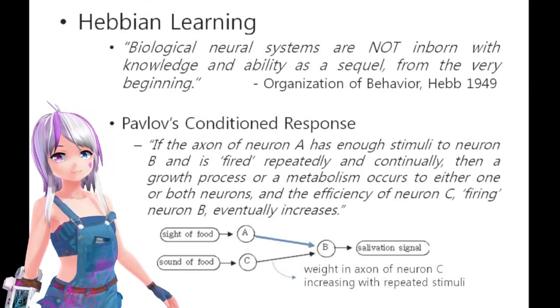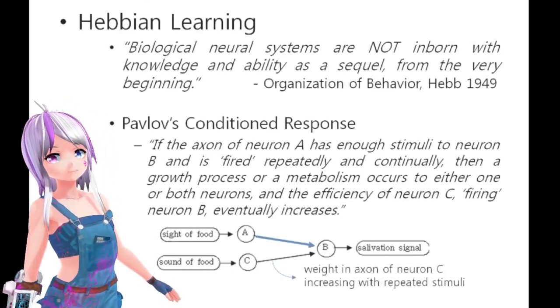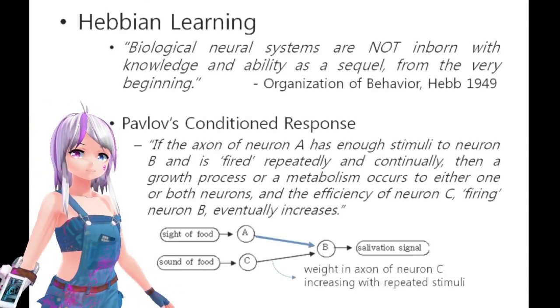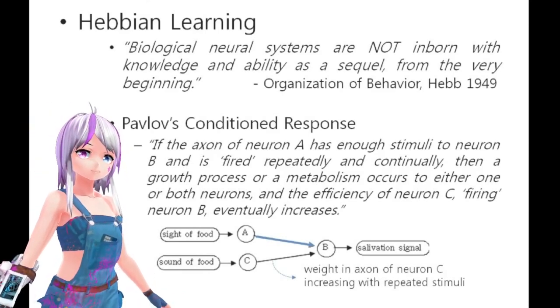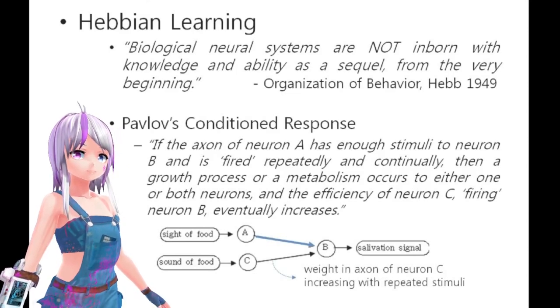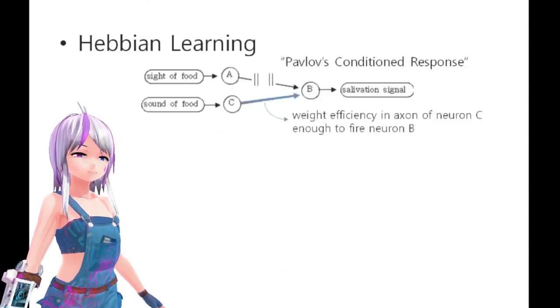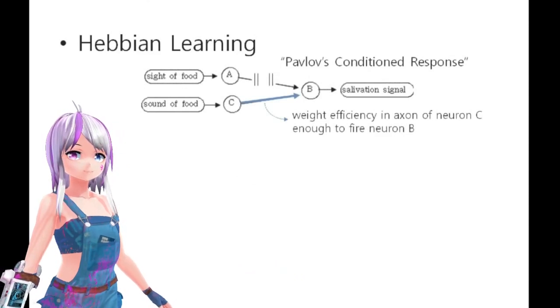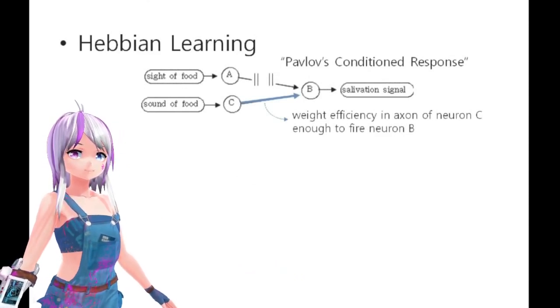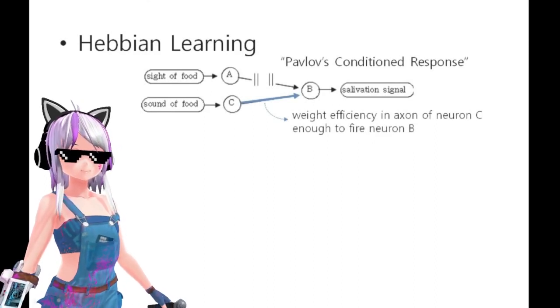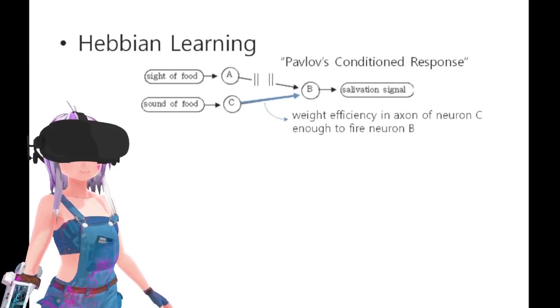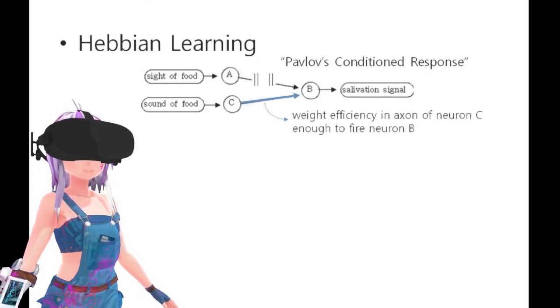So he actually hears the bell, and we have a salivation signal from the mouth of this dog. This is what it is. In Pavlov's conditioned response, we cut off the connection between A and B, and because we have repeated the learning process between C and B, we have a huge connection strength. This is not weak. So the weight efficiency in the axon of neuron C is enough to fire neuron B, which is the salivation signal.